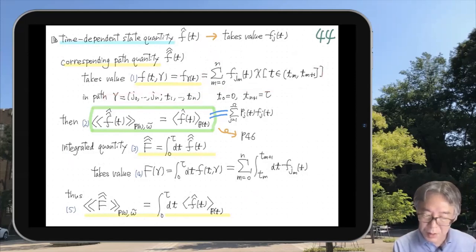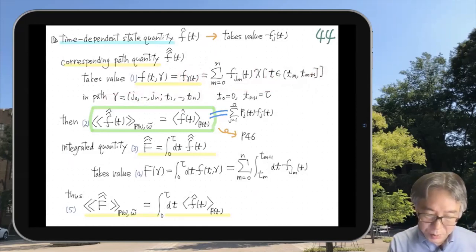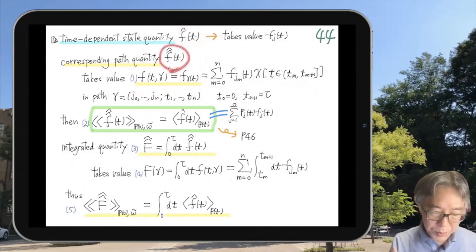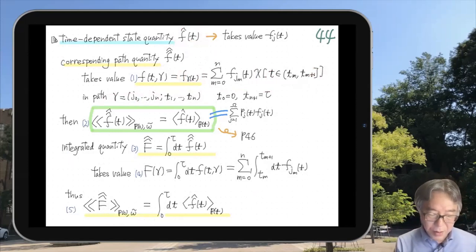So now I'm summing over this index, and so I'm looking at all possible states that the path visits. Here chi is the characteristic function, and it's 1 if the inside is true, and 0 if the inside is false. So actually, this is exactly equal to this thing. You simply pick up the state at time t. But anyway, for this time-dependent state quantity, we have defined the corresponding path quantity.